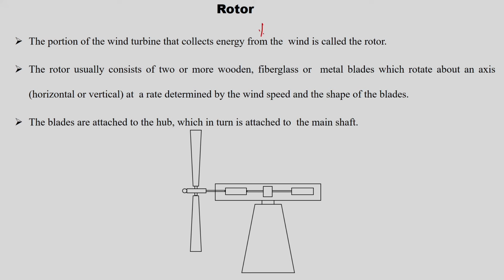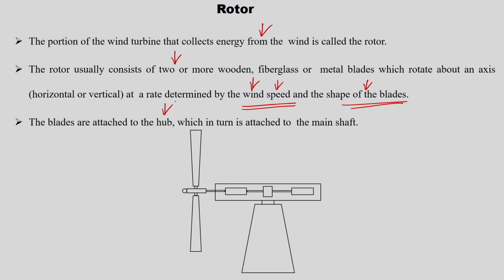The portion of the wind turbine that collects energy from the wind is called the rotor, and the rotor usually consists of two or more wooden, fiberglass or metal blades which rotate about its axis, horizontal or vertical based on the windmill, at a rate determined by the wind speed and the shape of the blades. This is important, wind speed and the shape of the blades. That is why we have many designs, because wind speed you cannot control, it is nature's thing, but how to draw maximum power you can do by using the shape of the blades.